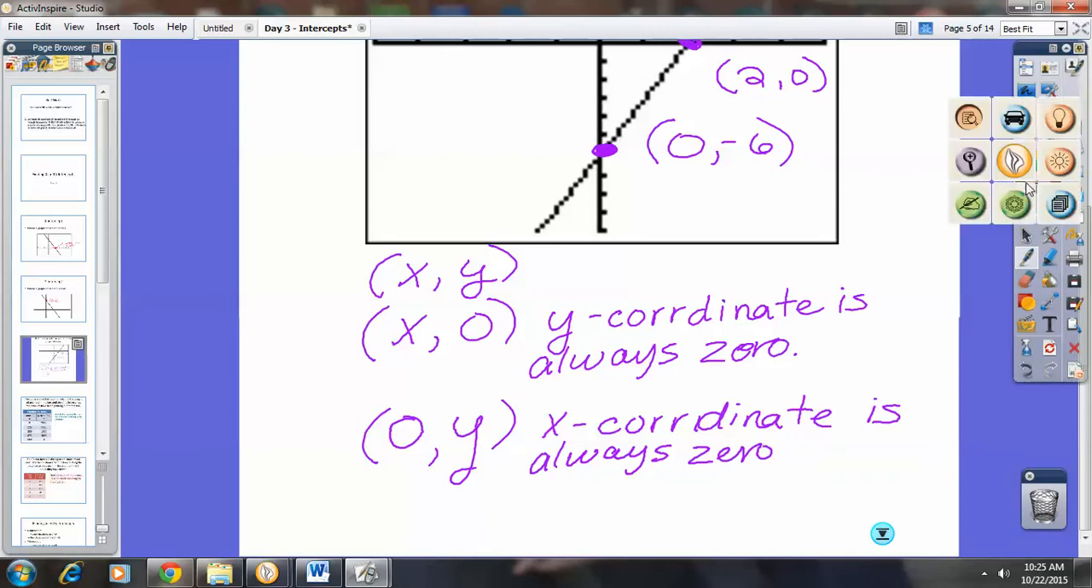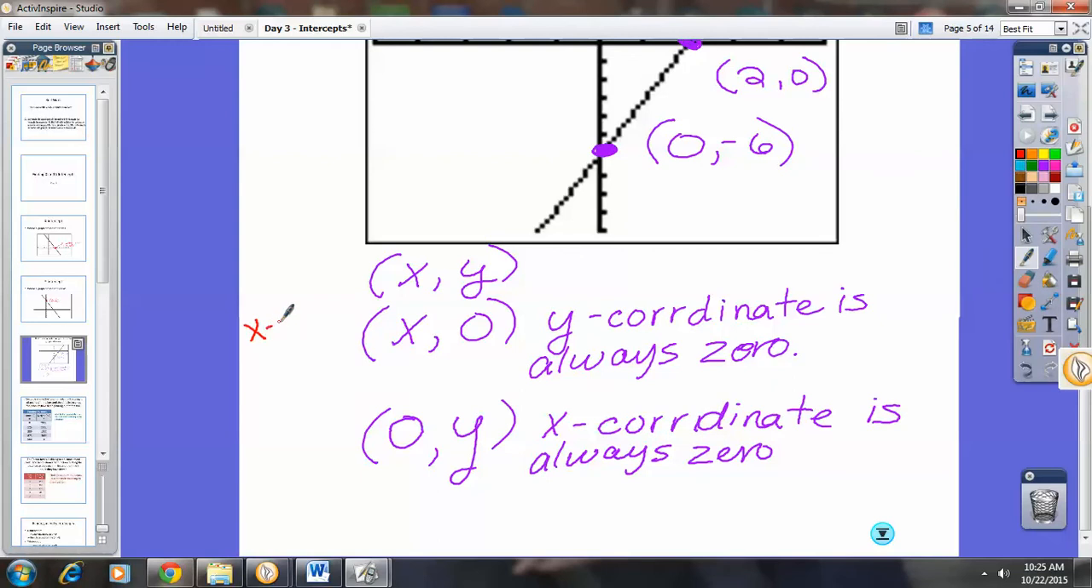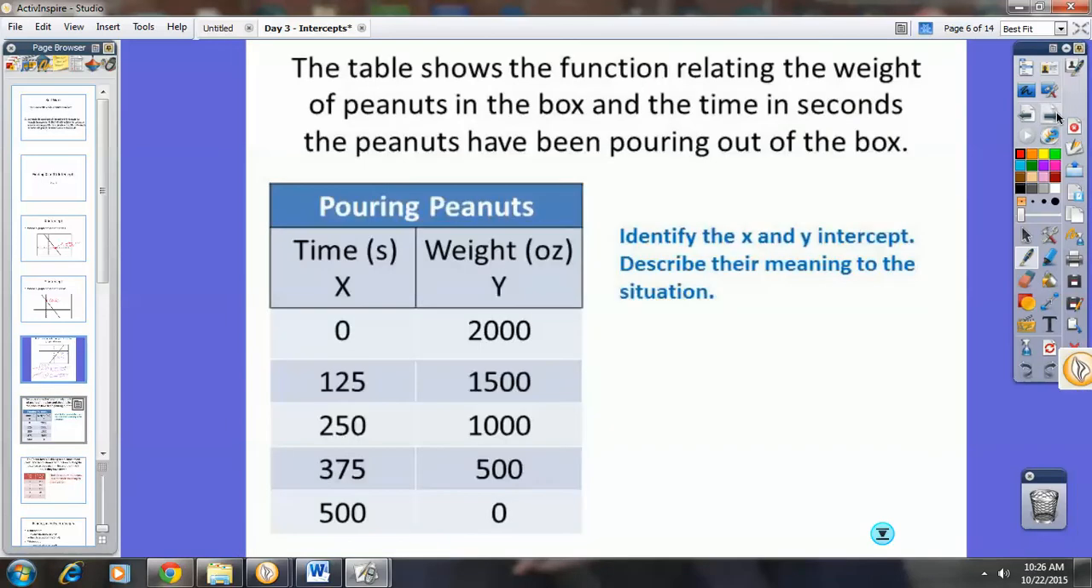So for the x-intercept, I need to be a little more clear on this. In the x-intercept, the y-coordinate is always 0. And in the y-intercept, the x-coordinate is always 0. It's always opposite, isn't it? X-intercept, y is 0; y-intercept, x is 0. So we could easily look at a graph and find the x and y-intercepts. What if we looked at a table?